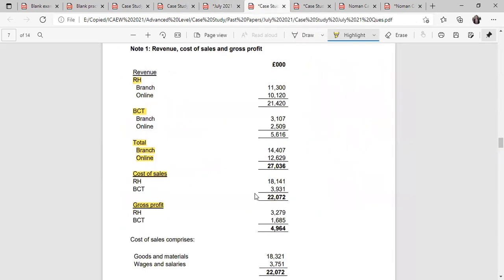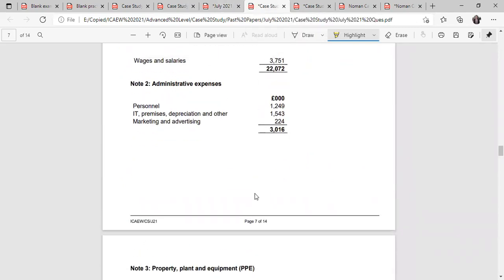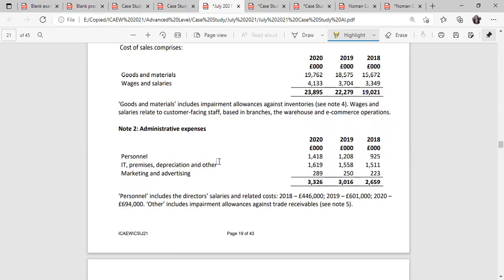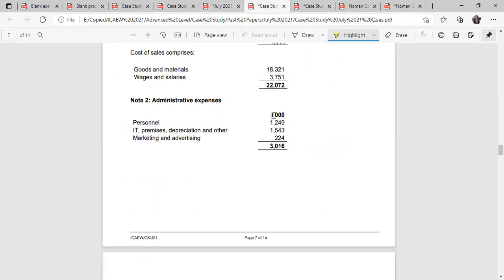If I just refer to the exam paper, again the same explanation is here. We have administrative expenses, personnel, and IT premises. You can see the same explanation and the same points are here as well. So you can analyze these costs: personnel, IT premises, marketing, and advertising. You can see cost has changed in total, and further class-wise, like personnel, IT, marketing.